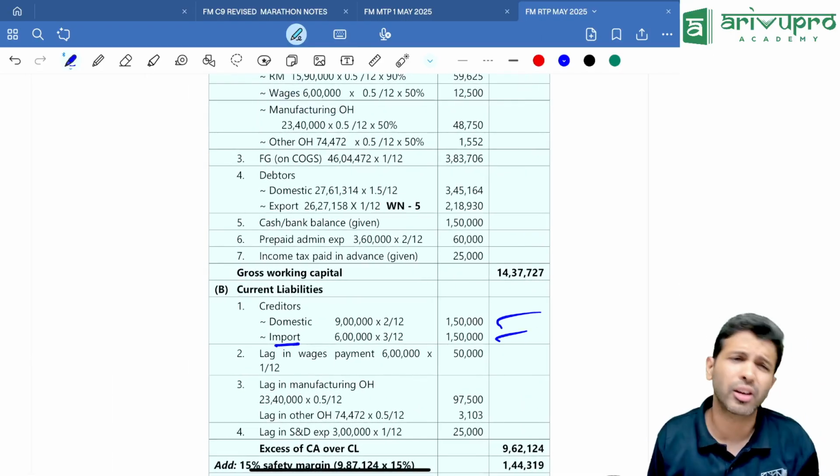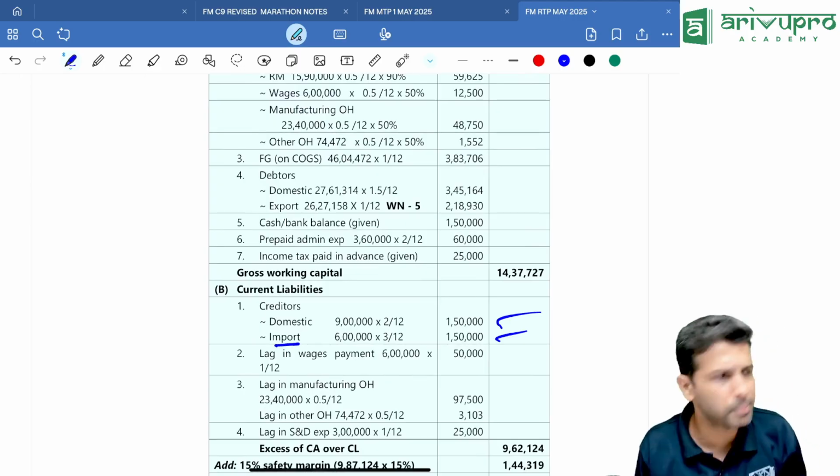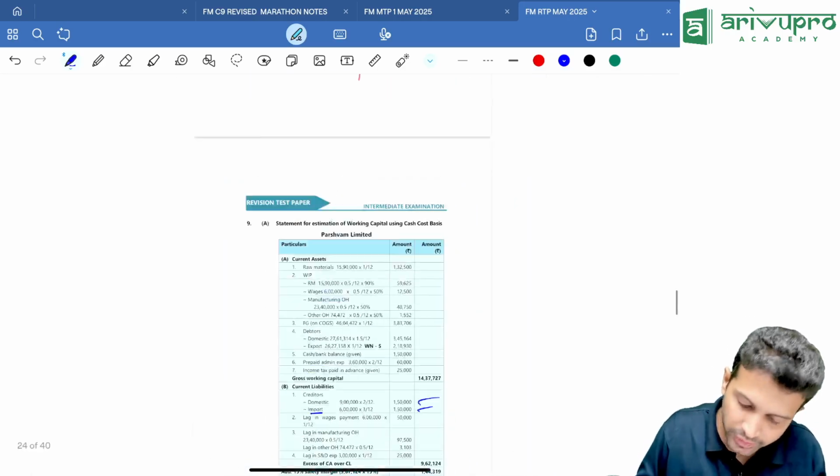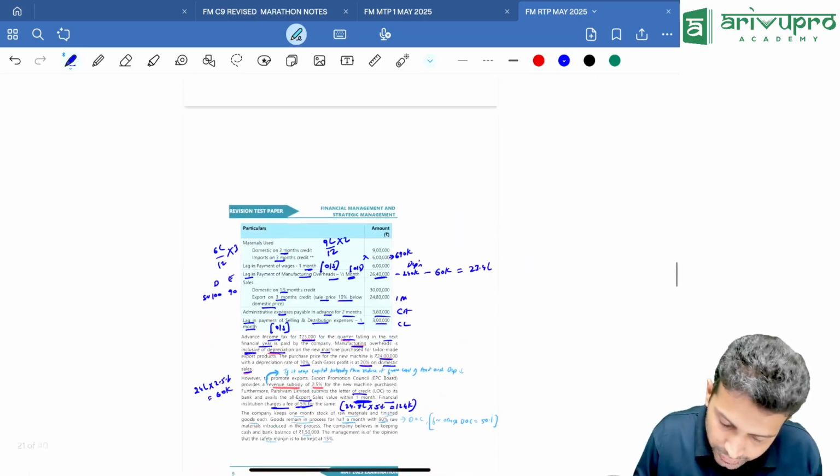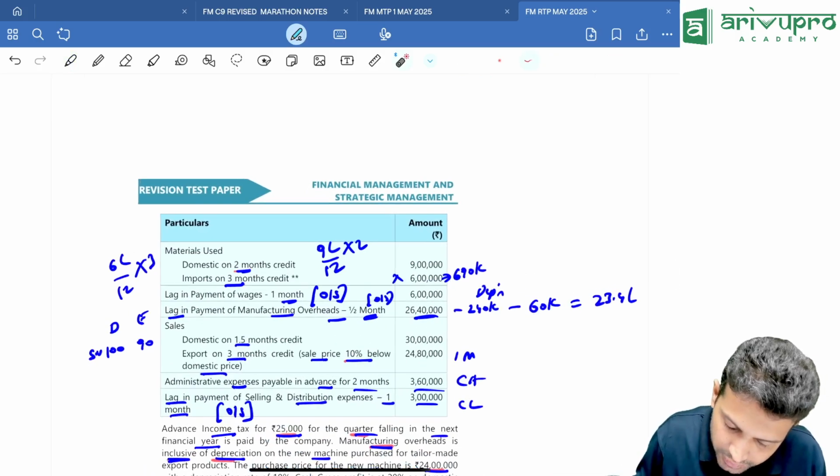Directly done without any working note. Simple, no? Why put a working note? If it is simple, we'll do it directly. Okay, next one. This and all we can do easily.